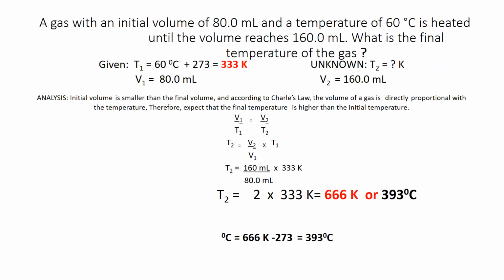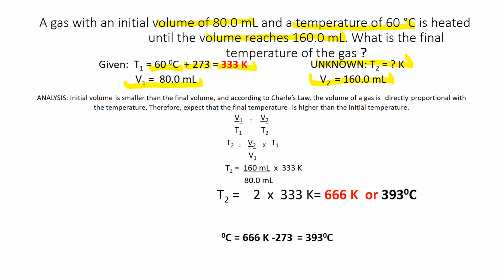The next problem: a gas with an initial volume of 80 ml and temperature of 60 degrees Celsius is heated until the volume reaches 160 ml. What is the final temperature of the gas? So T1 is 60 degrees Celsius. Adding 273 so that it becomes Kelvin is 333 Kelvin. The unknown is T2. V1 is 80 ml and V2 is 160 ml.